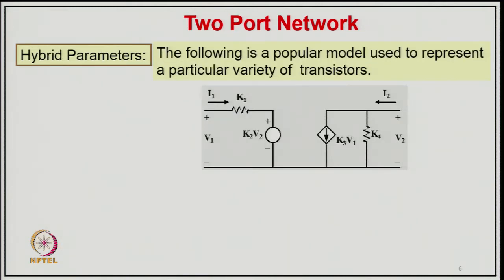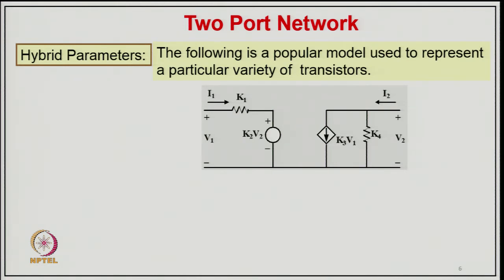So, the representation follows the popular model used to represent a particular variety of transistors, where you see V1, with the current drawn I1, and K1 is the input impedance, and K2 V2 is a dependent voltage source coming from the secondary side, or second port. On the secondary port we have V2 I2, and here on the primary side we have a kind of Thevenin equivalent, and on the second port we have a Norton equivalent. So, we have another resistance or admittance K4, and in parallel a dependent current source K3 V1, which is a current source dependent on input voltage.